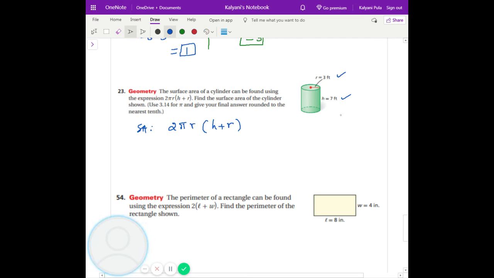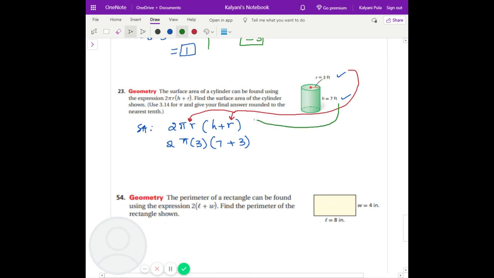Just like we learned, we replace the variables. R is 3 feet, and h is 7. What I did is I take this r and replace it here, and replace it here. And then h, I place it here. Then you just do the math. 2 times 3 is 6 pi, and then 7 plus 3 is 10, so I multiply those two: 60 pi.